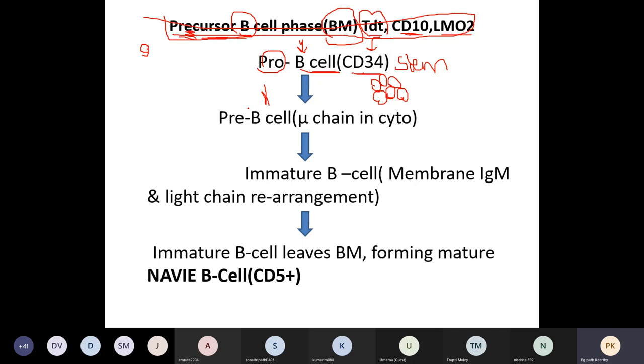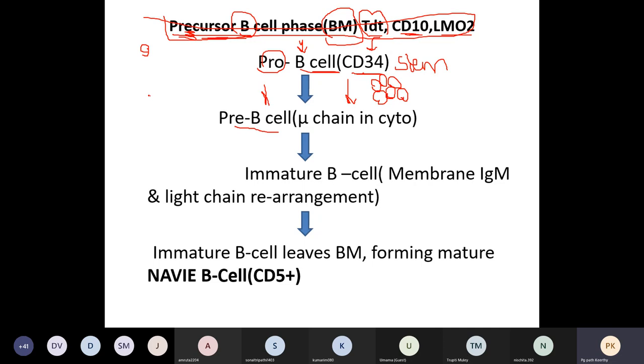Then what happens? Now it will mature, no? A little bit it has to mature, right? Before, our baby was breastfeeding, now it will drink by itself. At least it will try to drink something. Then it will eat by itself like that. So now it has become a pre-B cell.